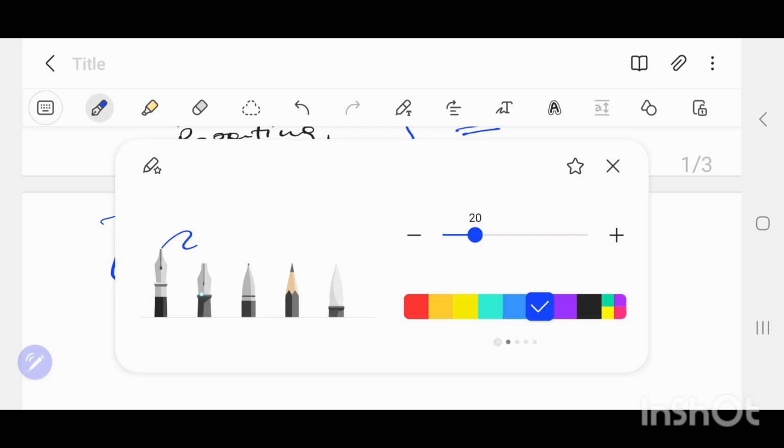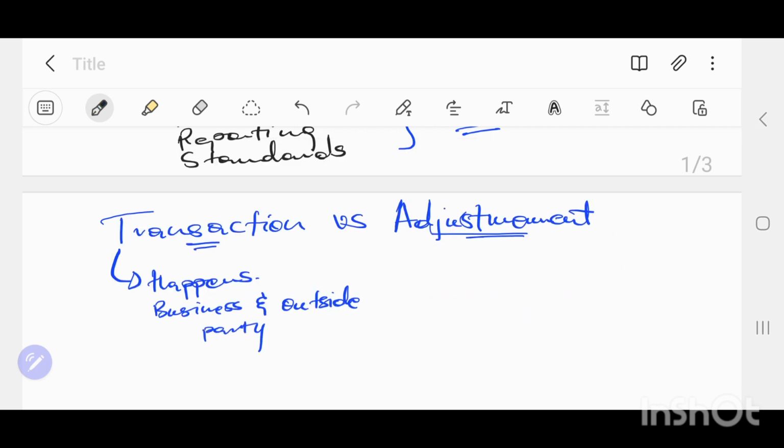For an example, when you go and buy bread at ShopRite. ShopRite is the business, and the one buying bread is the customer, which is you. You are an outside party. You don't work at ShopRite. You don't have any association with ShopRite besides being a customer. So a transaction happens between the business and the outside party.